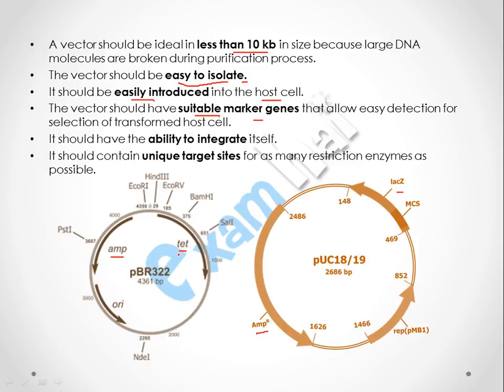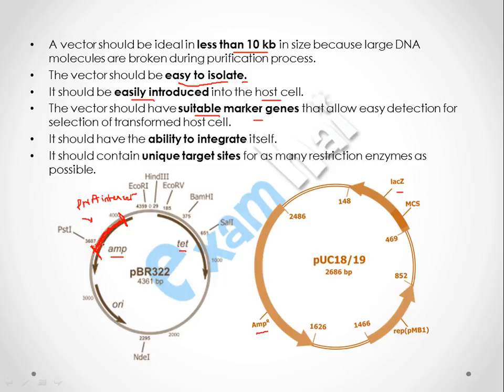vector pBR322. And the use of a suitable marker is that if we insert any DNA of interest in this area, say in this ampicillin area, first we have to remove these genes, and then insert the DNA of interest that we need. After that, when the cloning is done, we have to check whether the DNA of interest has been inserted properly or not. So we need a suitable marker for the detection of the transformed host cell.